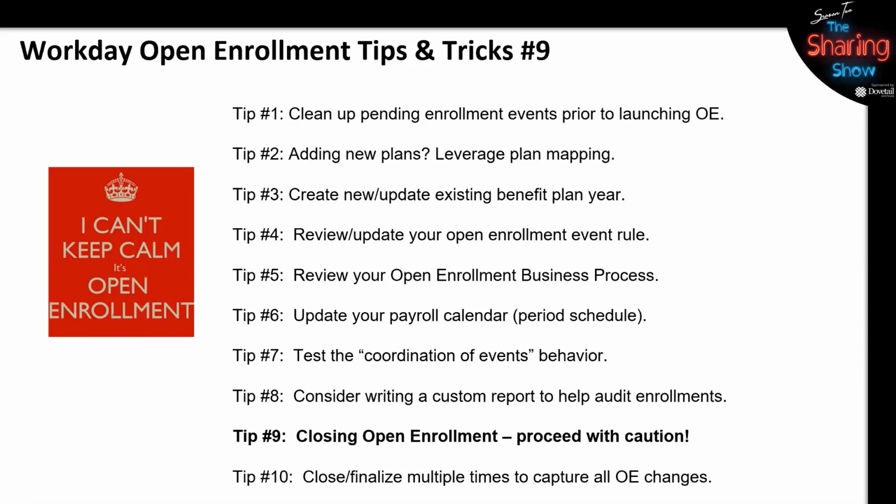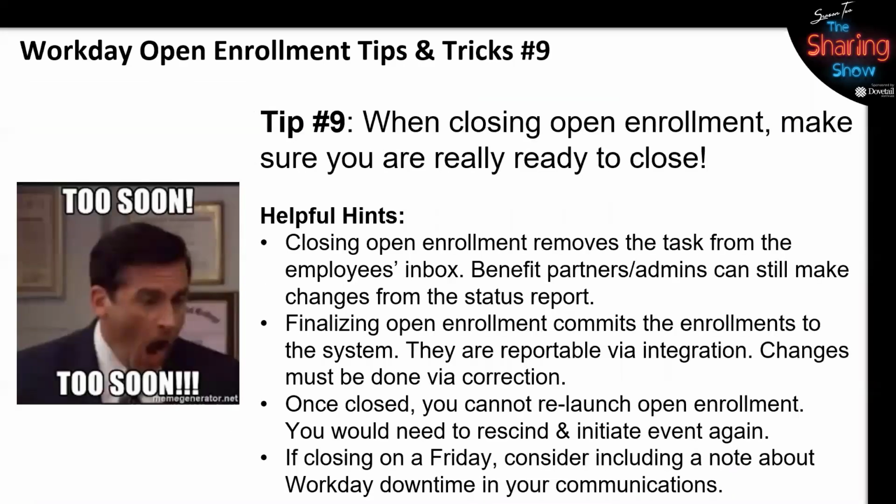My tips number 9 and 10 are very closely related. Number 9 is when you are ready to close open enrollment, make sure that you're really ready to close. Closing open enrollment removes that task from the employee's inbox. They're no longer able to see it or make edits to it, but the benefit partners and admins can still make changes from the status report. So it enables you to take that time to audit those enrollments and make changes on behalf of the employee if you need to. Finalizing open enrollment commits those enrollments to the system.